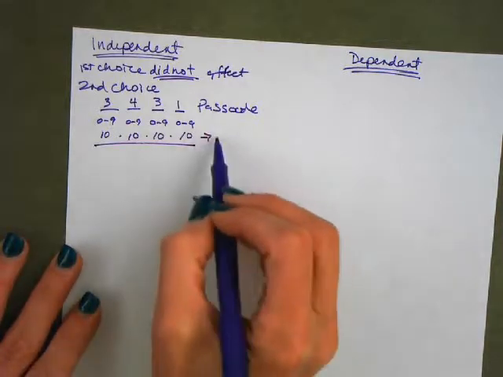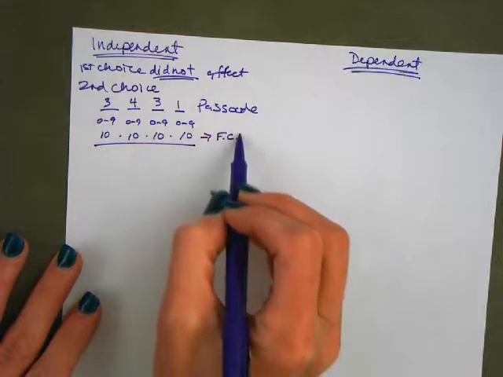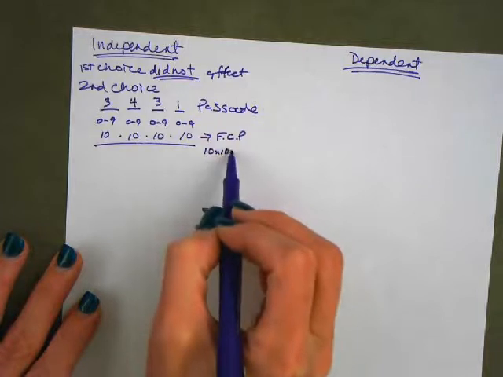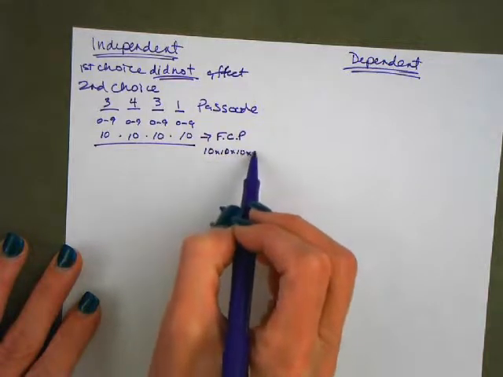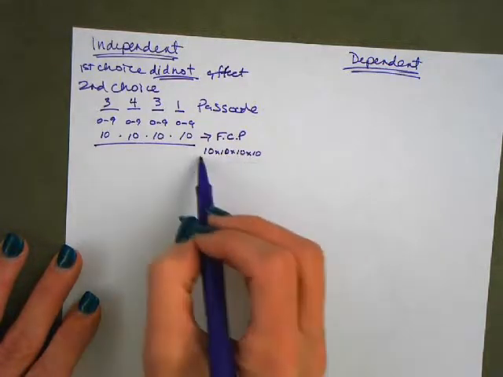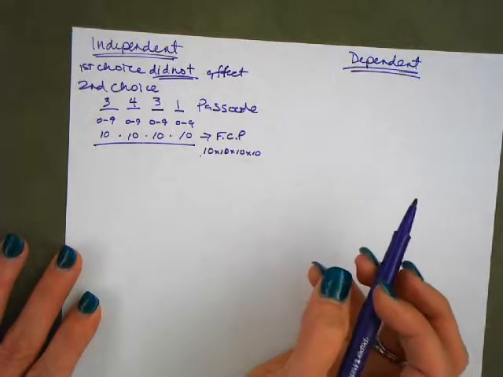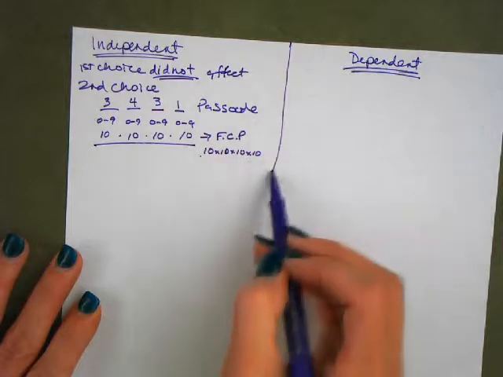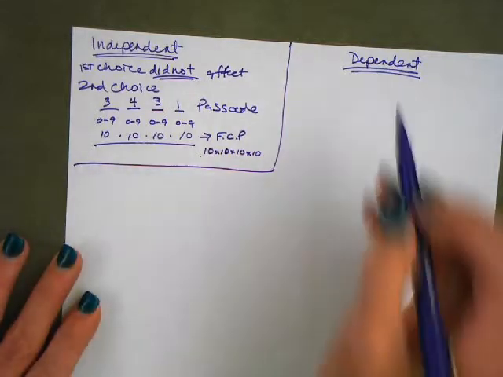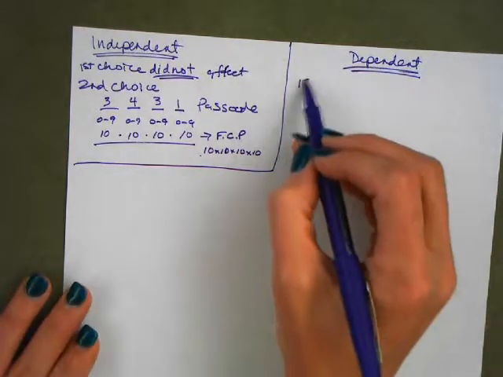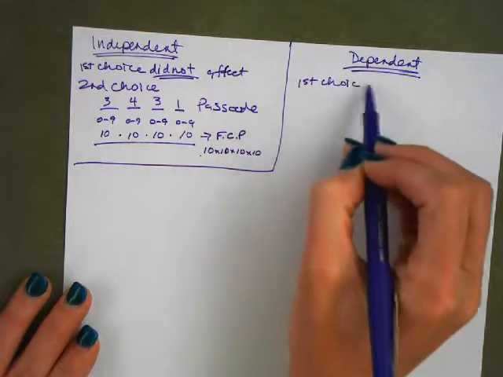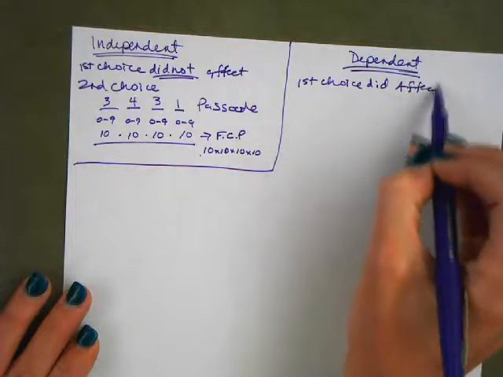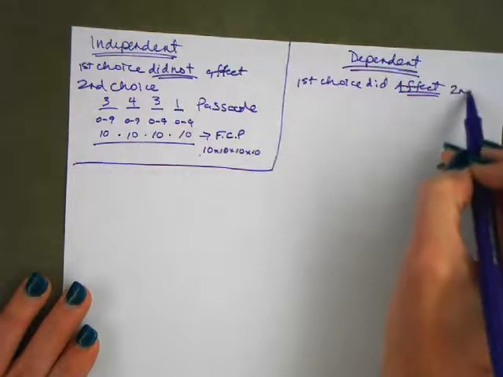So we called this the fundamental counting principle, FCP, in which all you do is multiply the amount of options that you have for each element to get your answer. That was independent. Then we moved on to what was called dependent. And dependent meant the first choice did affect your second choice.